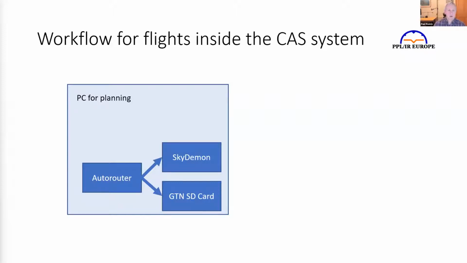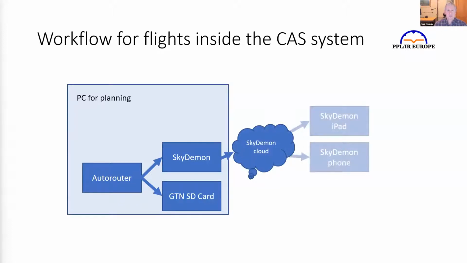I do it on my PC to get into Skydemon, and I do it on my PC to get it on the SD card that's going to the GTN. Skydemon loads it up into its cloud, and from there it goes automatically onto my iPad, and as it happens, I usually fly with it on my phone as well, because that's a free backup. So now I've got 3 different systems, all of which have the same route on them.